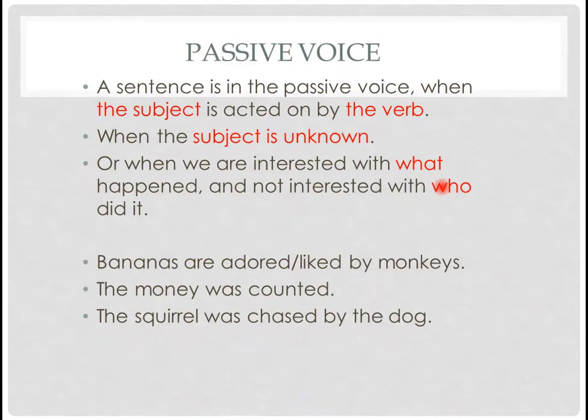On the other hand, we have the passive voice. The difference between the active voice sentences and the passive voice sentences is that the subject is not found in its original slot or place. A sentence is in the passive voice when the subject is acted on by the verb. So the verb always comes before the subject. The subject here comes at the end.